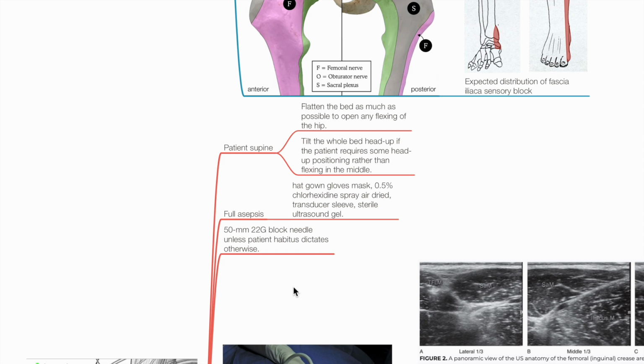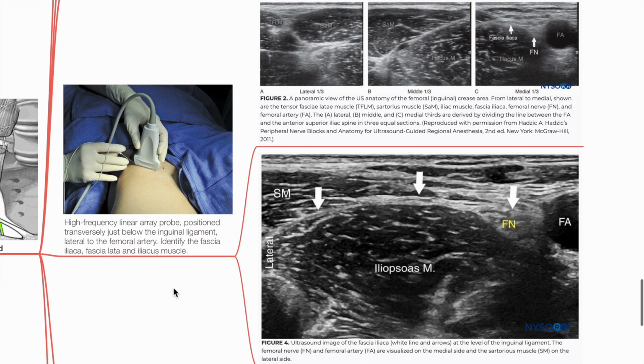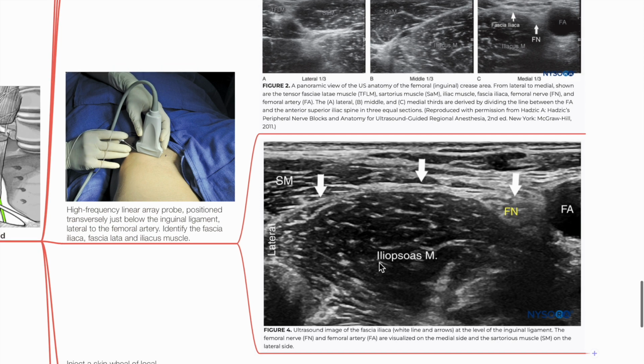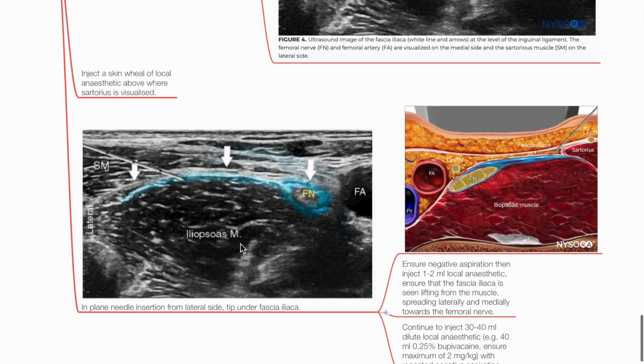50 mm 22 gauge block needle, high-frequency linear array probe, positioned transversely just below inguinal ligament, lateral to femoral artery, identify fascia iliaca, fascia lata, and iliac psoas. Inject skin wheal of local anesthetic above where sartorius is visualized.